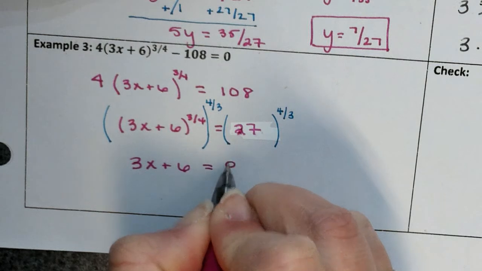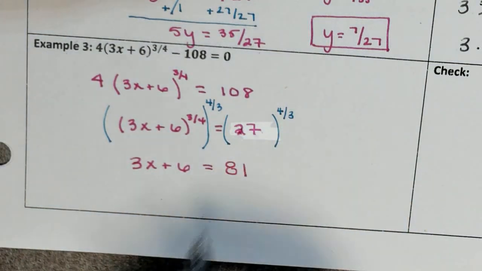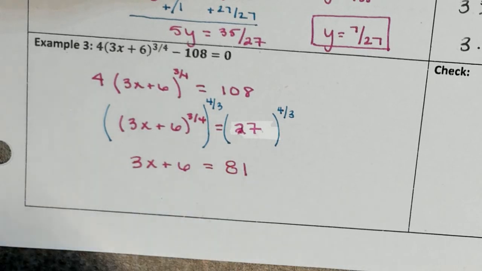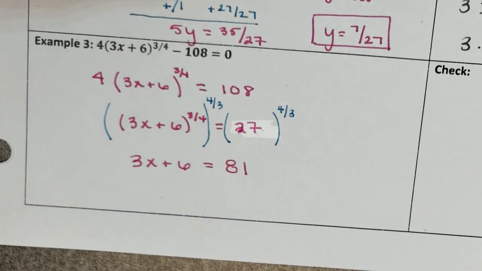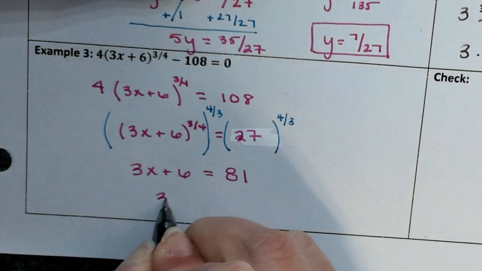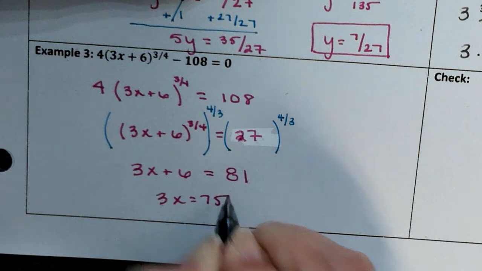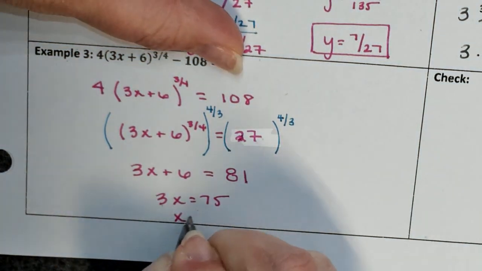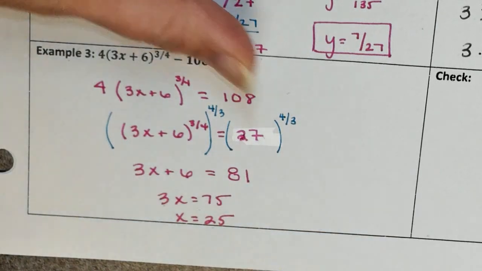Okay. You could also do it in 2 steps. You could take 27 to the power of 4 and then cube root that if you wanted to do it in 2 steps. Either way, I think you guys are pretty good at solving something that looks like this. What do you do first? Subtract the 6. 3x equals 75. What comes next? Divide by 3. X equals 25.